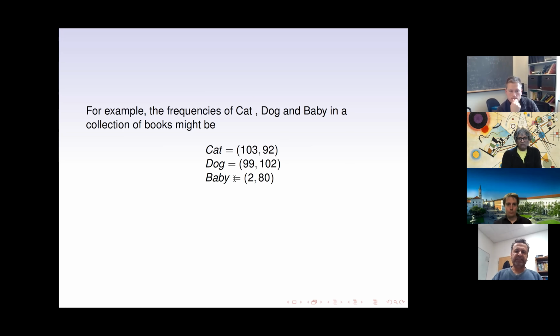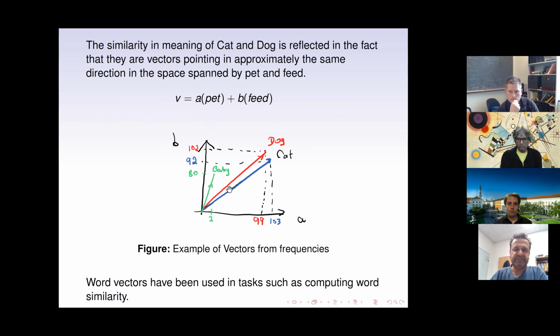This is represented in geometry by these vectors and the fact that dog and cat are similar. There's a notion of word similarity that computational linguists are very fond of. They look at different measures that you can put on the vectors in order to assess similarity. So the dot product, or the angle between these vectors, is a measure.